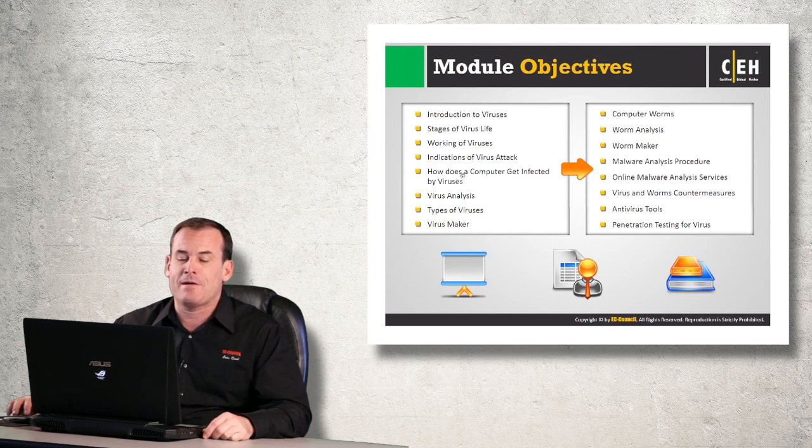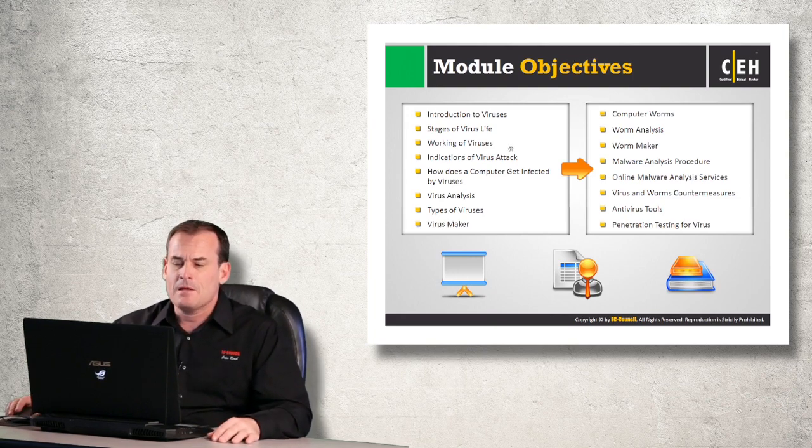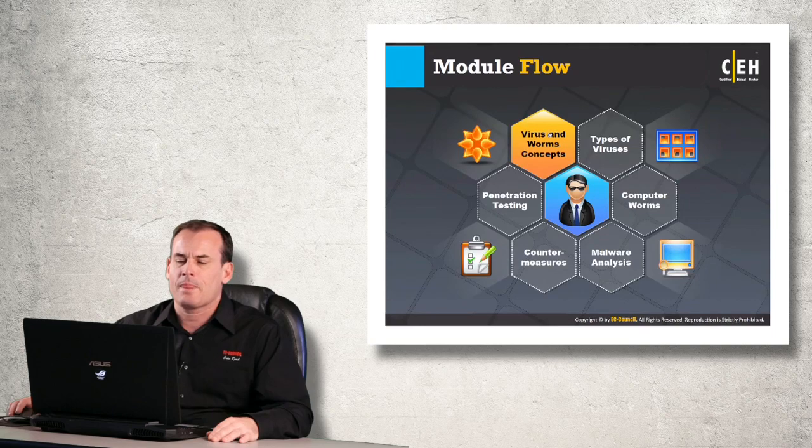How does a computer get infected by viruses? Virus analysis, types of viruses, virus maker, computer worms, worm analysis, worm maker, malware analysis procedure, online malware analysis services, virus and worm countermeasures, antivirus tools, and pen testing for virus. We do have a few labs at the end of the module, where we're going to look at disassemblers and so forth.